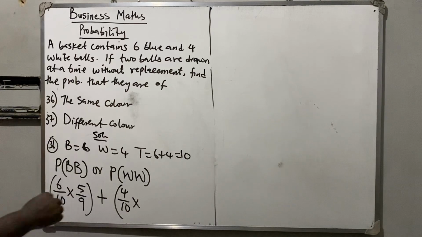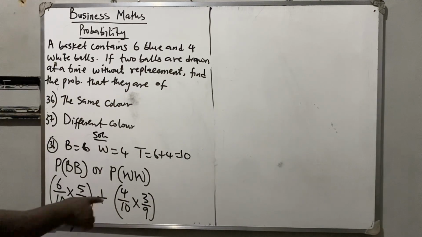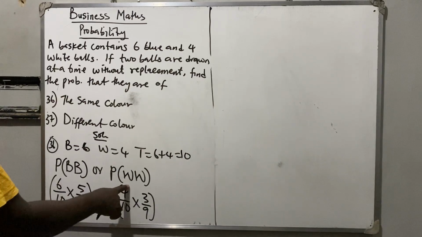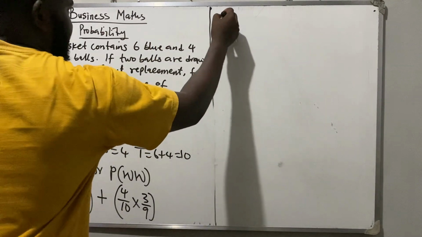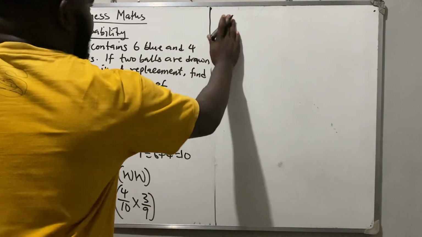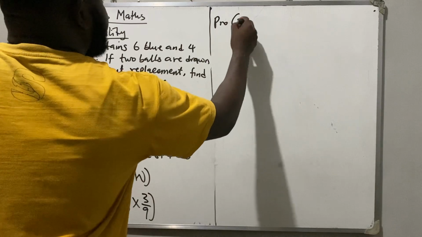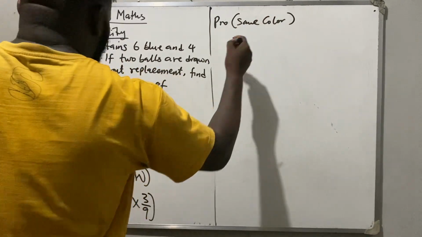Probability of picking the second white will now be what? 3 over 9, because you did not replace it. So one white is missing, that means the total is now 9. So if you do that, you will now get the probability of picking the same color will now be equal to what?